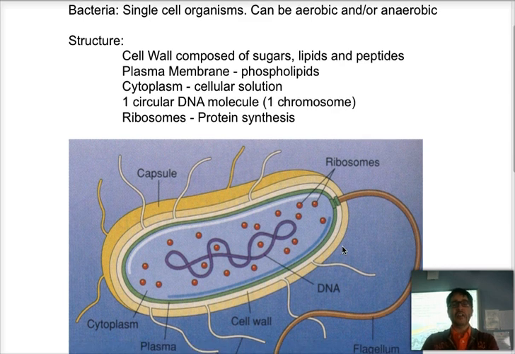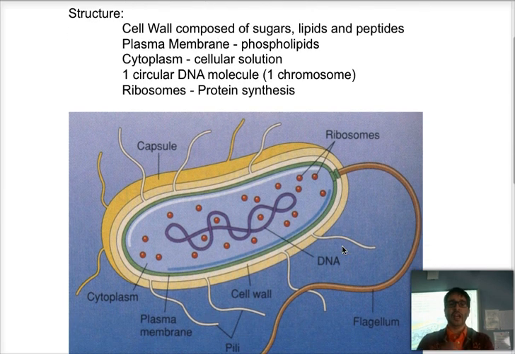And they generally have this particular structure in which they have a cell wall, which is external and is composed of sugars, lipids, and peptides. You have a plasma membrane, which is composed of phospholipids, and that's really what most closely envelops the cell. The cytoplasm is the liquid part of the cell, and it's the cellular solution where all the reactions and processes are taking place. And it contains one circular DNA molecule as a form of genetic material.